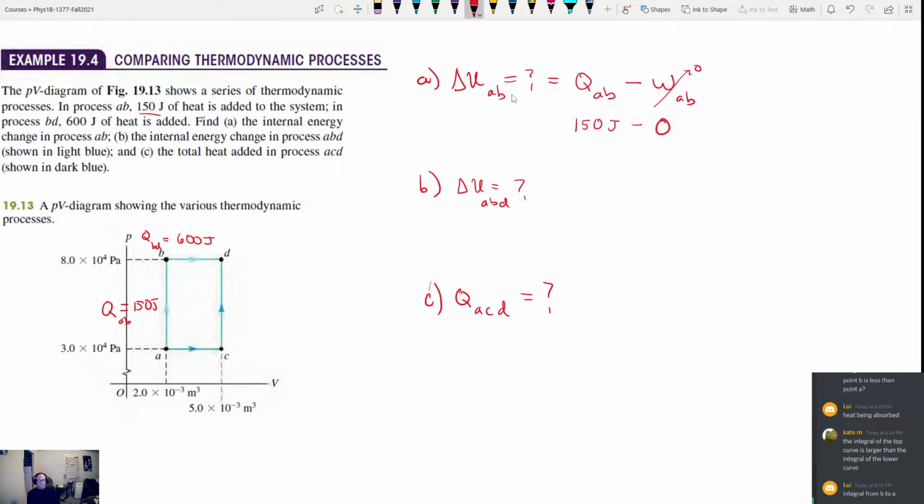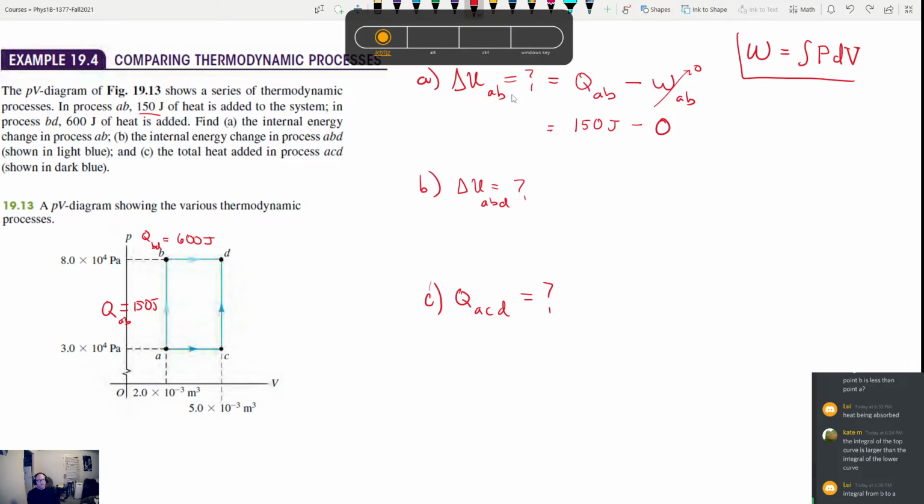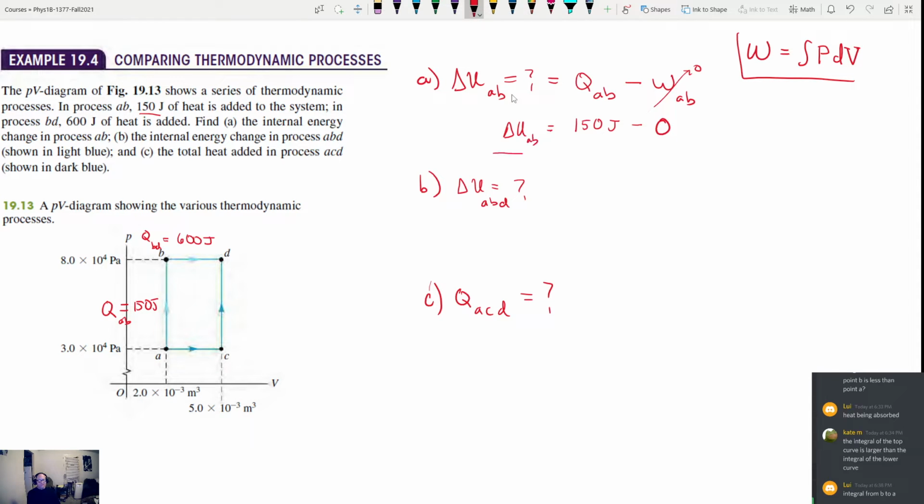Because you can't really find the area underneath that straight line. Yep, a straight line, so it's straight up and down, so there's no area. The volume didn't change, right? And in order for there to be work, remember that work is defined as the integral of pressure with respect to volume, right? And if volume doesn't change, that's like doing an integral from volume A to volume A, where the volume just stays the same, so the integral is going to be 0. So that means the change in internal energy from point A to point B is equal to 150 joules.